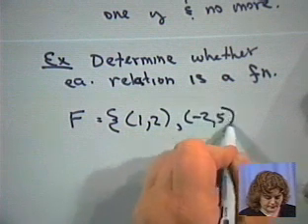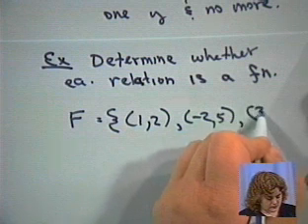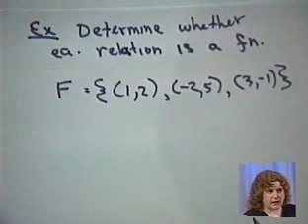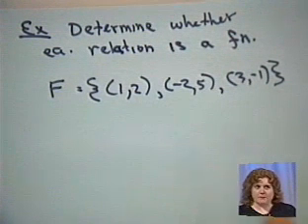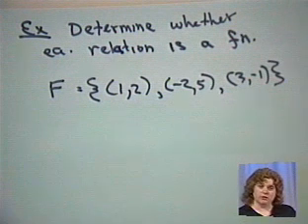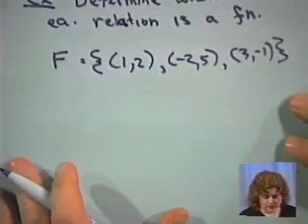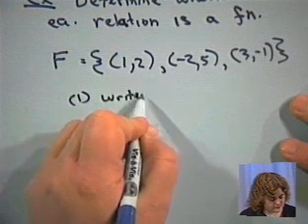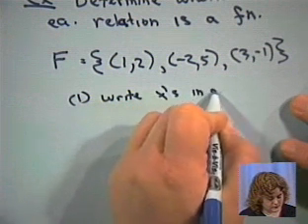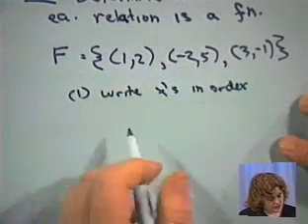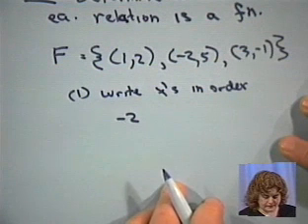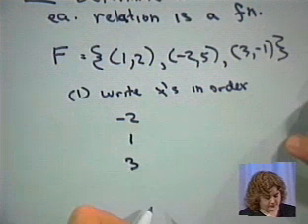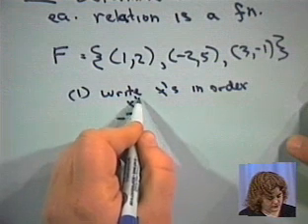-2, 5, and 3, -1. Well, one way that I could solve this, I might be able to solve this just by looking at it, but I want to give you a method for longer problems, is to write all my x's in order. Or rather, x coordinates. I've got a -2, and I've got a 1, and I've got a 3. So those are my x's.